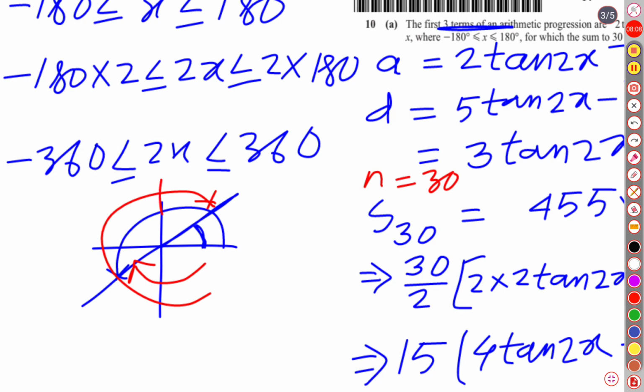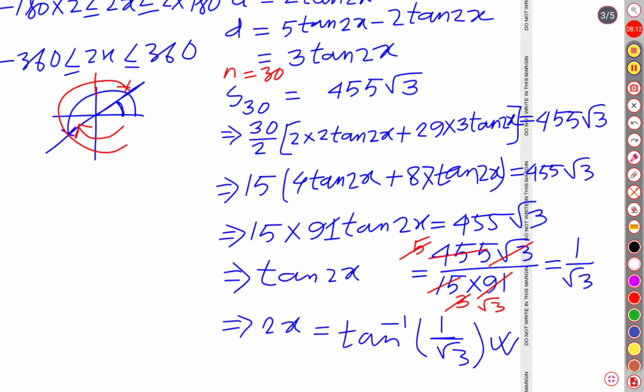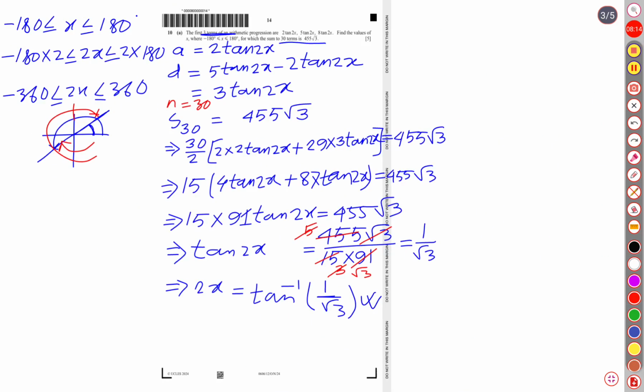Well, so we have decided that tan inverse of 1 over square root of 3 is equal to 30 degrees.